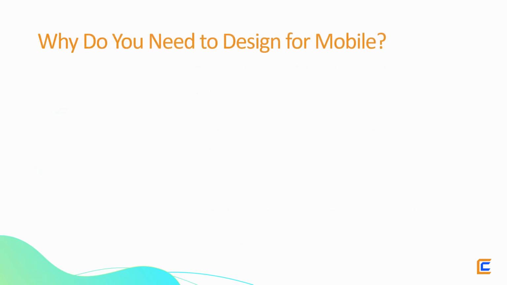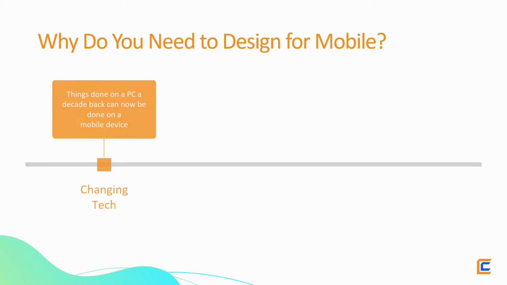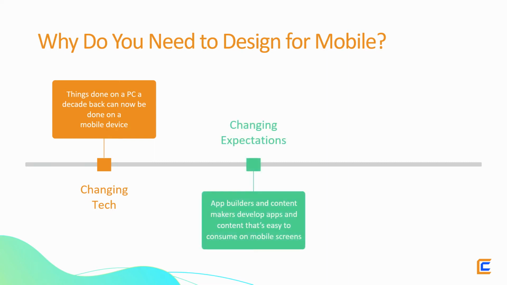The world has gone mobile. What a user did on a PC or a desktop computer a decade back can be now done on a mobile device. As a result, smartphone usage has increased drastically. It has resulted in changing expectations from app builders and content makers to develop apps and content that is easy to consume on mobile screens.